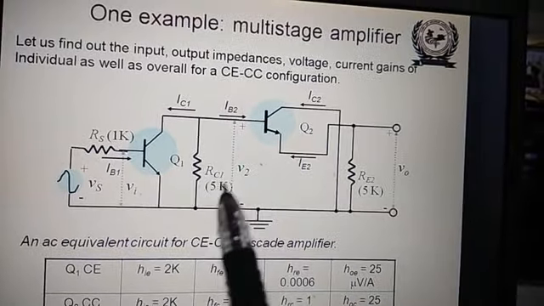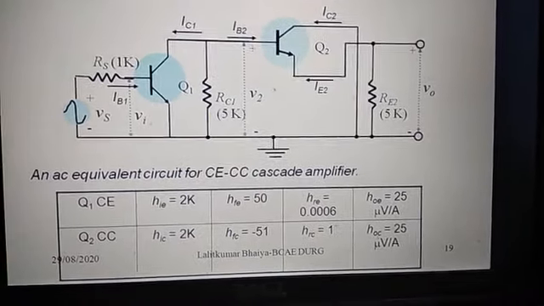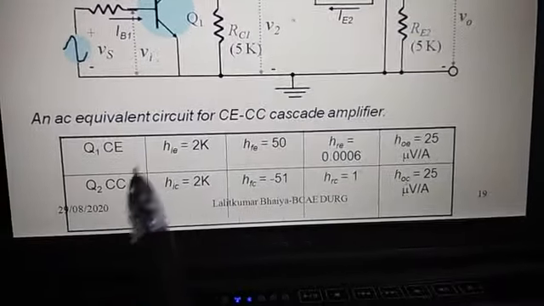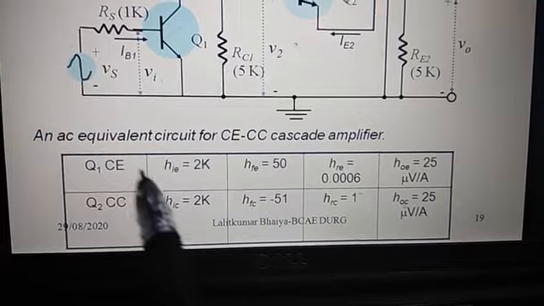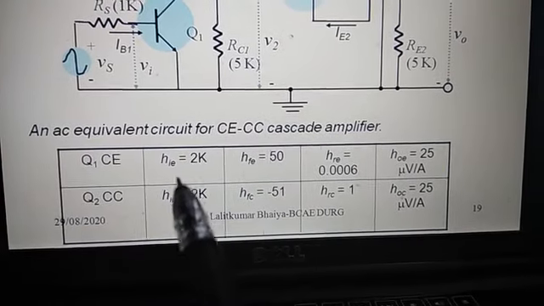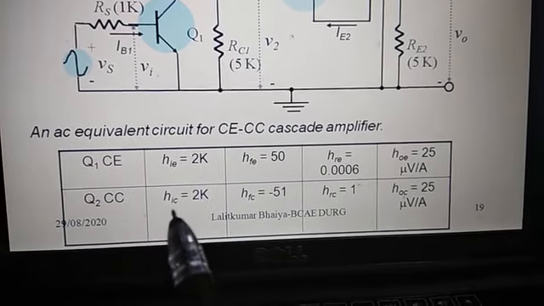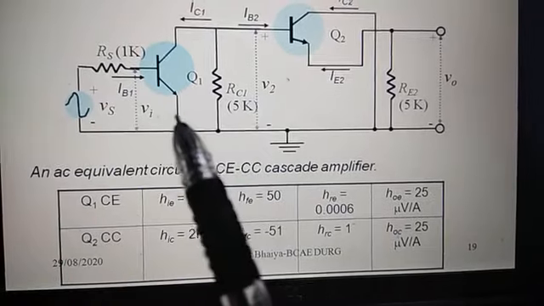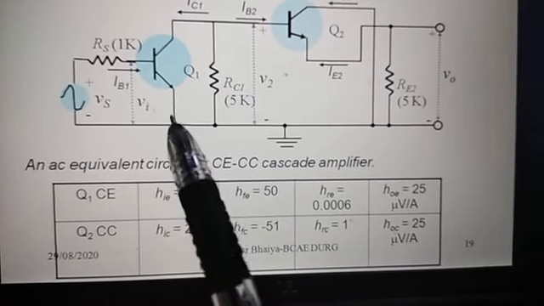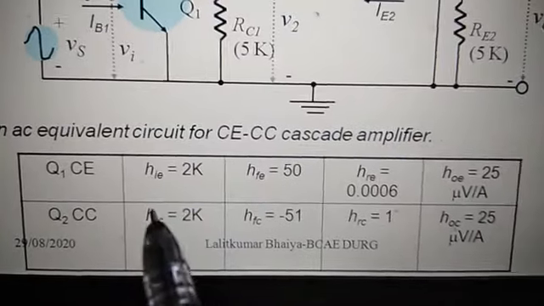And now we have to convert this circuit into an H parameter circuit, and later on, we calculate the parameters. Here a table is shown for the CE CC cascade amplifier. Q1 is the common emitter, Q2 is the common collector. HIE for Q1 is 2K, and for Q2 it is HIC. For common collector, therefore it is HIC, HRC, HOC and HFC. This is common emitter, so HIE, HFE, HRE and HOE. These are the parameters, and their values are shown here.